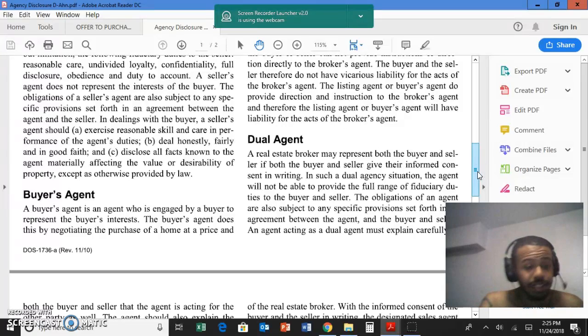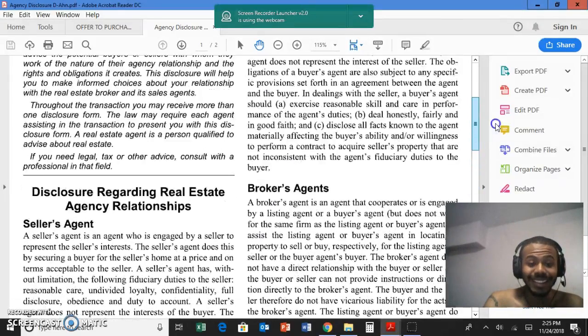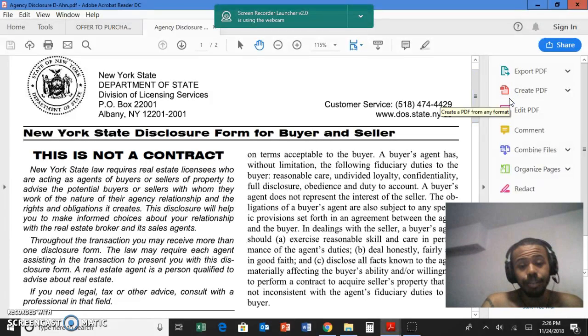A buyer's agent. A buyer's agent is an agent who is engaged by a buyer to represent the buyer's interest. The buyer's agent does this by negotiating the purchase of a home at a price and on terms acceptable to the buyer. A buyer's agent has, without limitation, the following fiduciary duties to the buyer: reasonable care, undivided loyalty, confidentiality, full disclosure, obedience, and duty to account. A buyer's agent does not represent the interest of the seller.